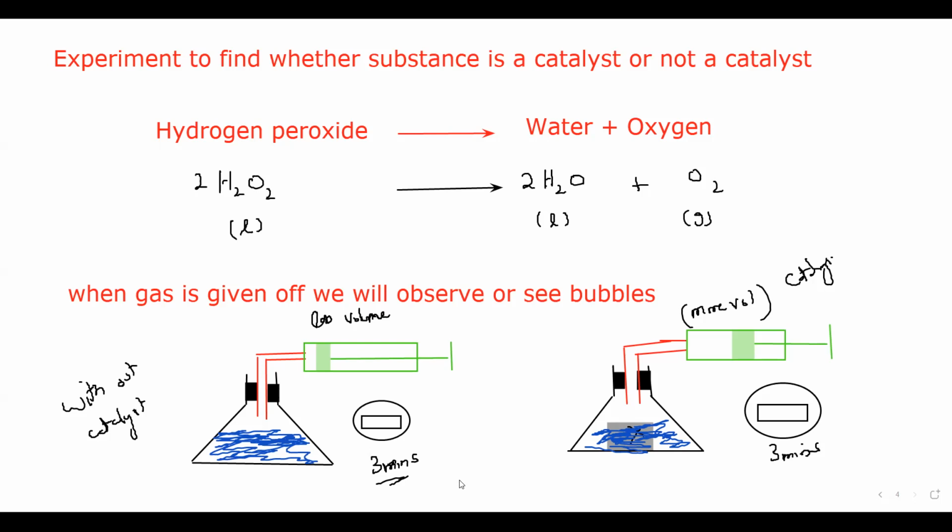A simple experiment to identify whether a substance is a catalyst or not. So always remember, we use hydrogen peroxide. It's a lab chemical which decomposes into water and oxygen by itself, by absorbing heat energy from the surroundings. But it's a very slow reaction without a catalyst. With a catalyst, it's a fast reaction, so we'll see rapid bubbles or a greater volume of gas in unit time.